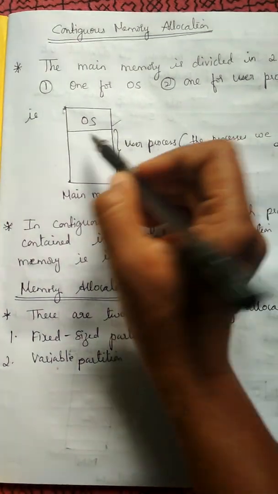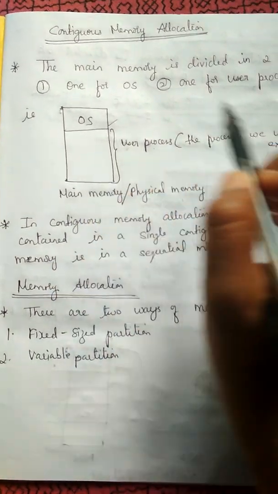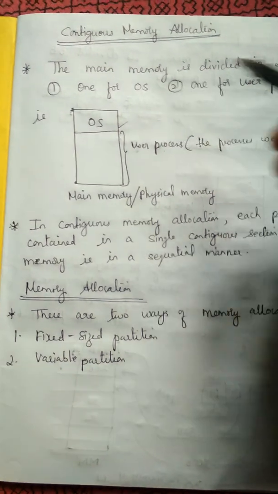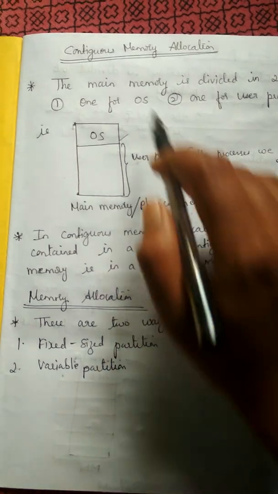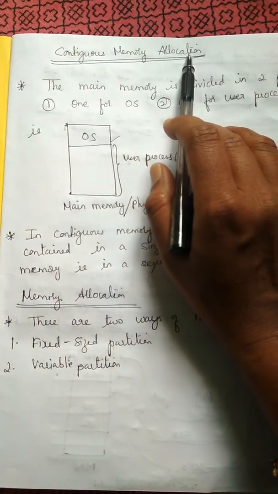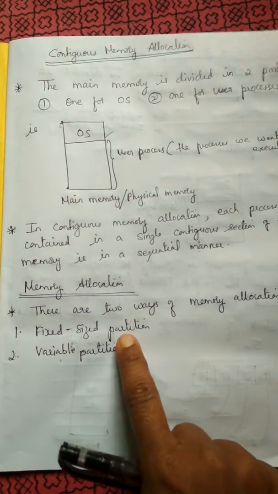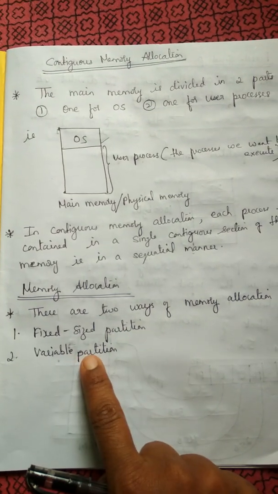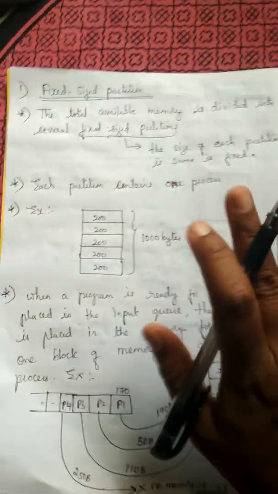It cannot be split, like 10 bytes here and 10 bytes there; we cannot assign memory to a process like that. It should be assigned in a sequential manner. That we call contiguous memory allocation. In memory allocation we have two different ways. One way is called a fixed partition. The second way is variable partition.